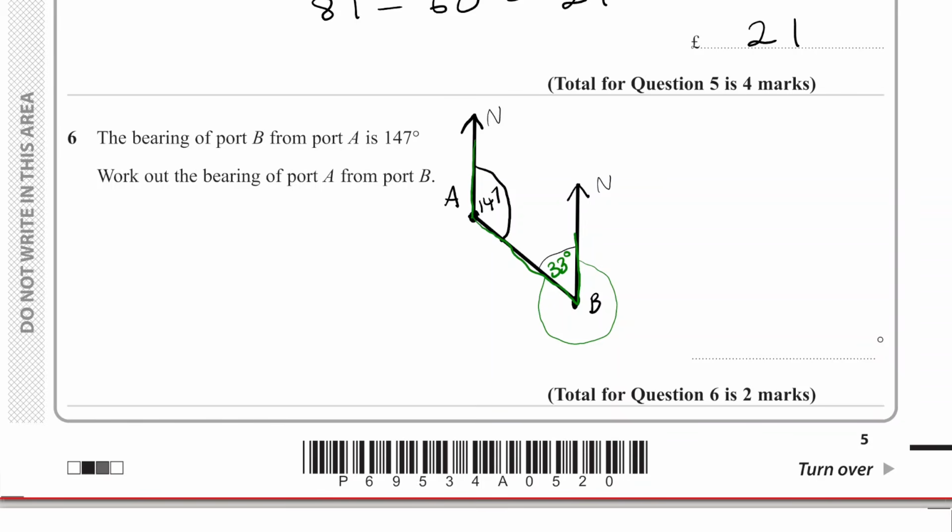And then we can find the bearing, which is from north, so all of this way round, by doing 360 take away 33. Angles around a point add up to 360 degrees. So 360 take away 33 is 327 degrees.